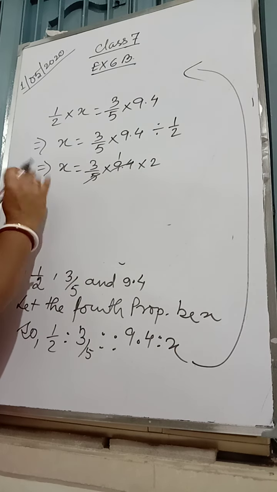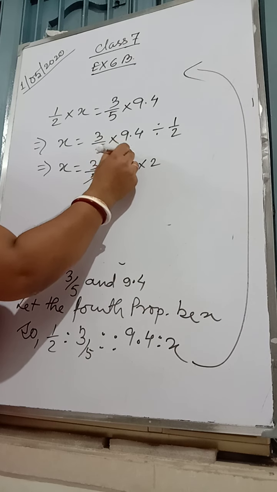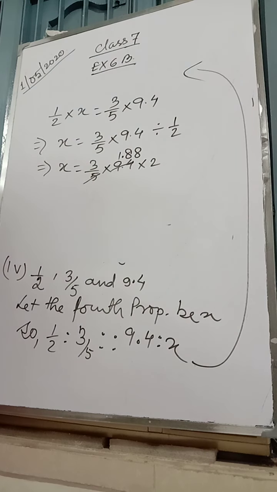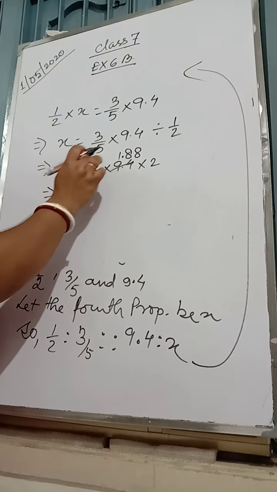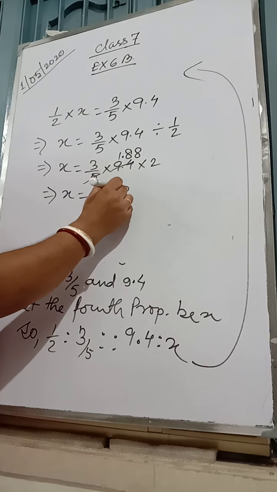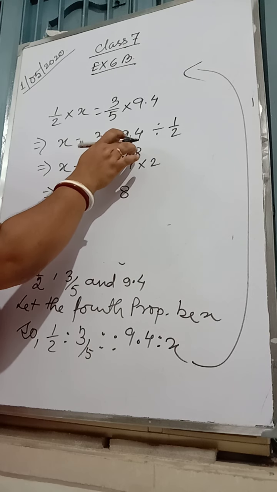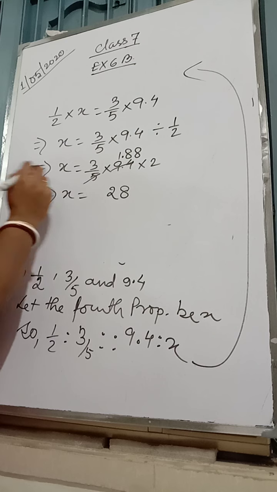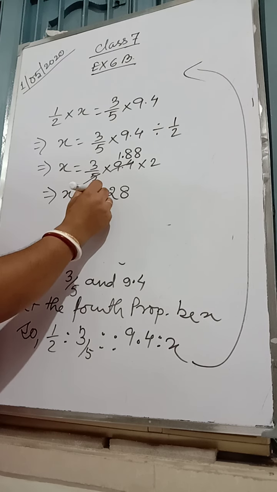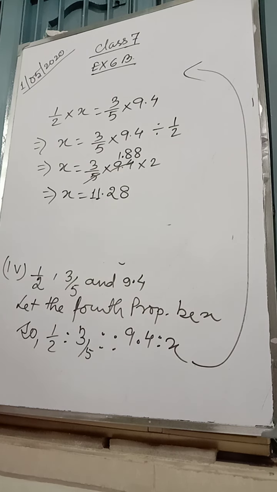5 ones are 5, 4 2s are 8... 5 8s are 40, 5 8s are 40. Done. Now you see x is equal to 3 2s are 6, 6 8s are 48, and 4 52, 6 1s are 6 and 5 11. It gives you 11.28. Is it? In this way we will be solving.